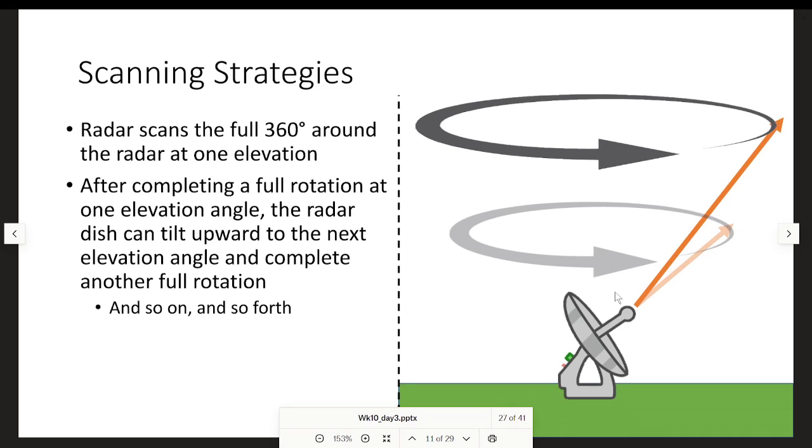So, radar scans the full 360 degrees around the radar at one elevation, so one tilt angle, and then after completing the full rotation at this elevation angle, the radar dish will tilt upwards and scan the next level of the atmosphere, and then it will just continue. So it does a scan at the lowest level, and then it changes height, and it scans again at the next level, and then it goes back down to the lowest level, and it just does the same process.